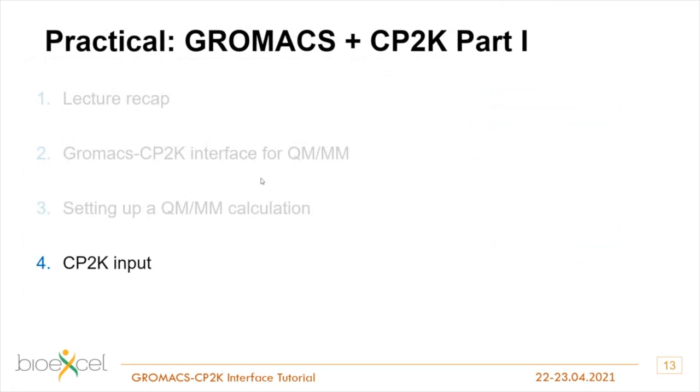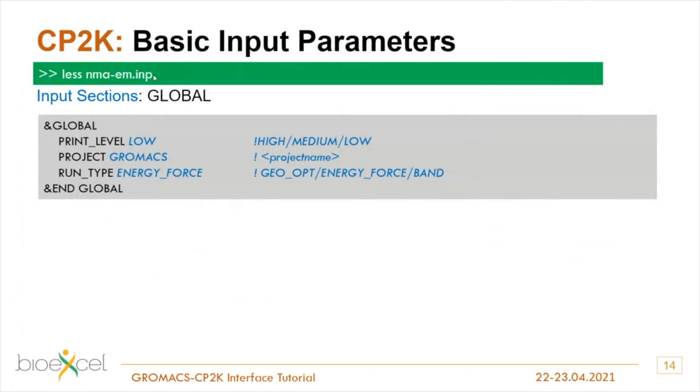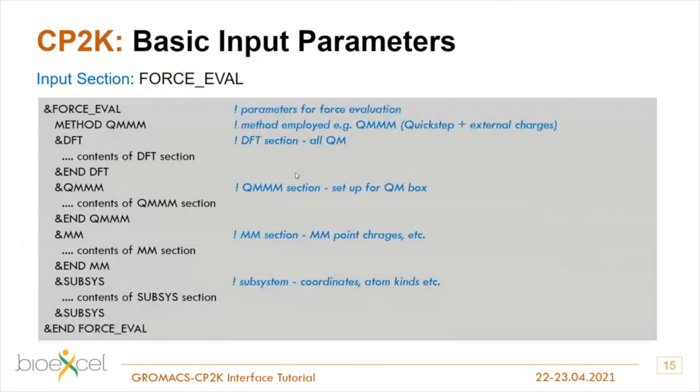I will show you: if you open your CP2K input file, if you do less nma.inp, what you see are the CP2K parameters, which have been automatically generated by GROMACS. The first global section is just standard heading parameters. We want to calculate energy and force because we integrate that in GROMACS. The second section, the force eval section, is the most important. Here there are several subsections. For that, we use the method QMMM, called Quickstep, with some external charges if they are present.